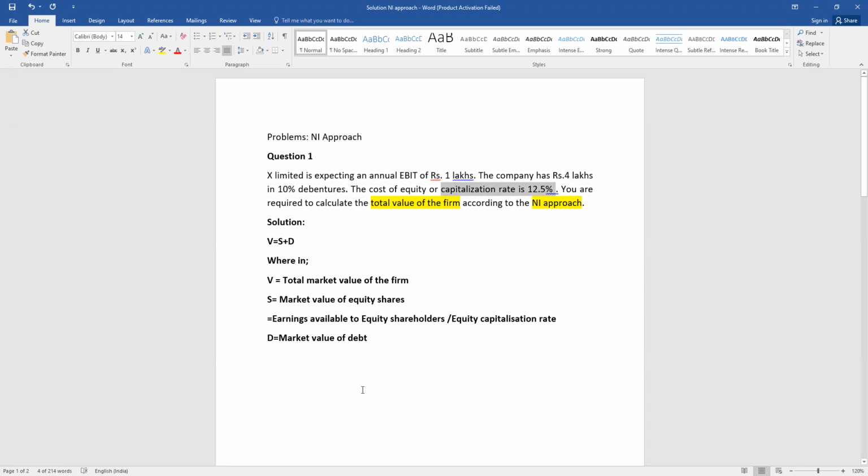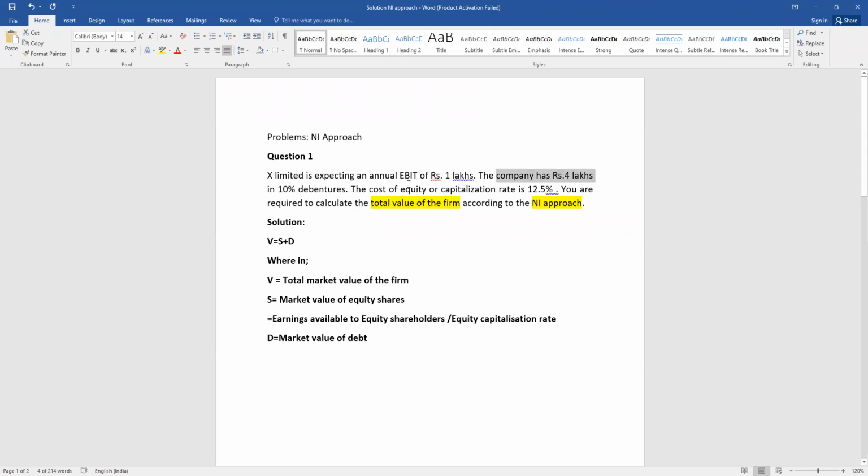So in this question, what did you understand? You knew the formula now. What is the formula to calculate the total value of the firm under NI? V equal to S plus D. S is going to be the market value of equity shares. S is shares, D is debentures, market value of debentures. In the given problem, the market value of debentures is already given, whereas the market value of shares is not given. So how do you calculate the market value of shares? Earnings available to equity shareholders divided by the capitalization rate.